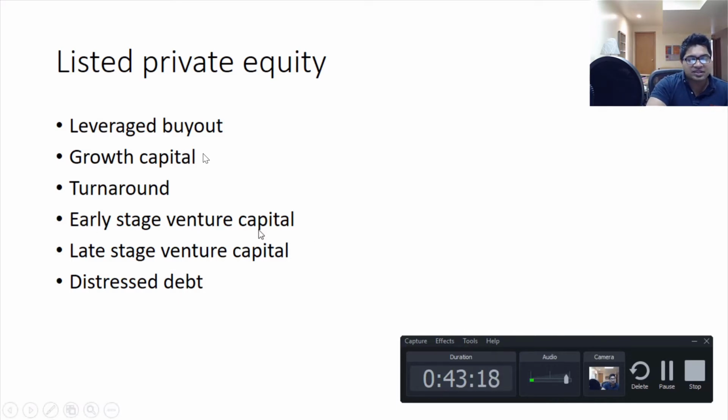Early stage venture capital, investing in companies that have yet to prove their idea. Late stage venture capital, investing in companies that have a little bit of track record but are still not profitable. Distressed debt, buying debt of governments or of companies that are currently under stress.